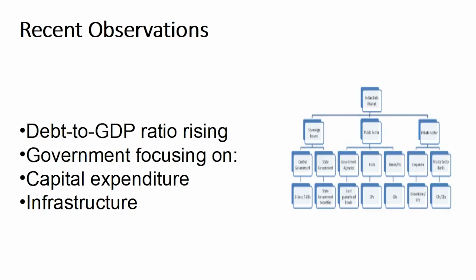Now, here is the important observation: government is not just borrowing randomly. Today, India is focusing more on capital expenditure. That means borrowing money to build highways, railways, and infrastructure. So, instead of wasting money, the focus is on productive use of debt, and that is a very positive sign.